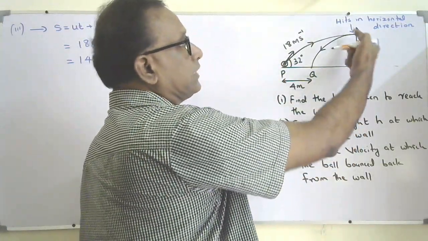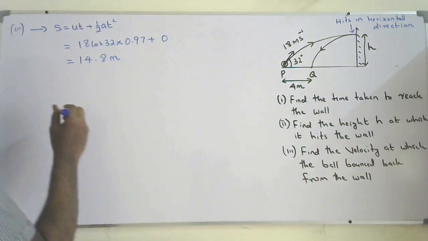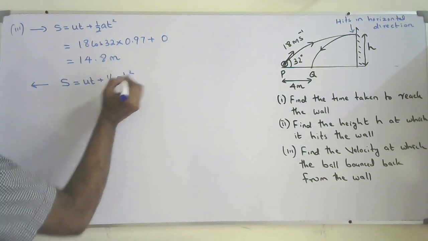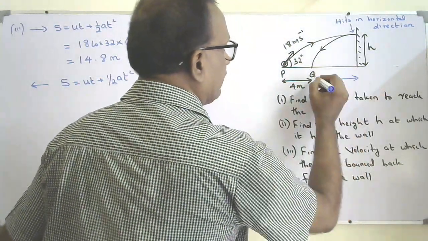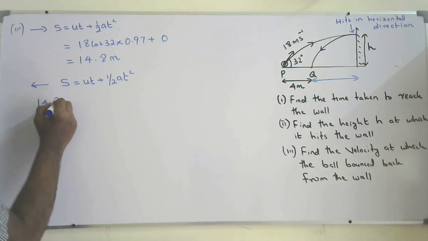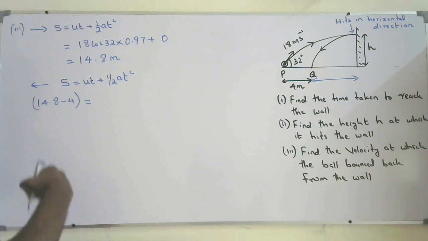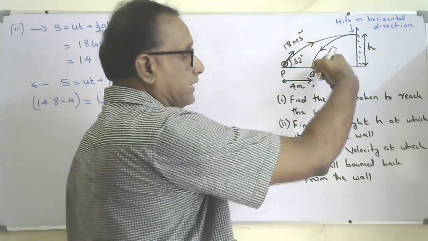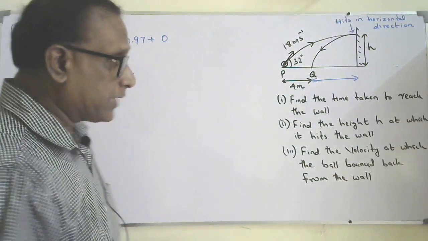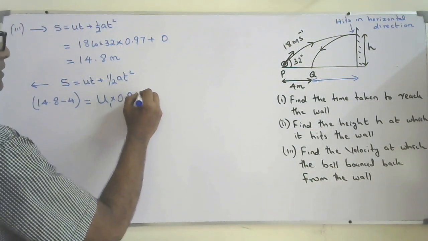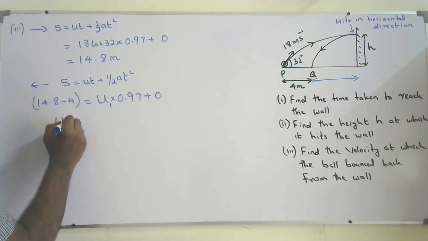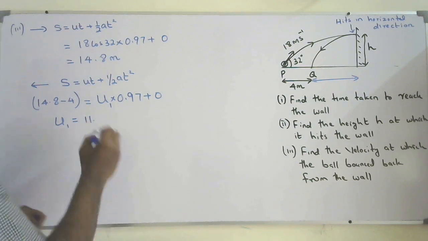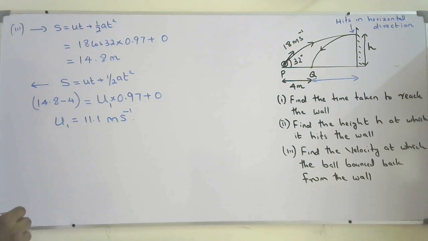So the horizontal displacement the ball bounces back will be 14.8 minus 4, right? So I'm going to use horizontally again towards left, s equal ut plus half at squared. So the horizontal distance the ball bounced back will be 14.8 minus 4. That's the distance it's traveling horizontally. The velocity at which it's bouncing back, I can call u1, into the time is same. I already told that the time taken to reach the point Q after hitting the wall is same as the initial time, 0.97, plus no acceleration in horizontal direction. So u1 will be 11.13, or 11.1 meters per second.